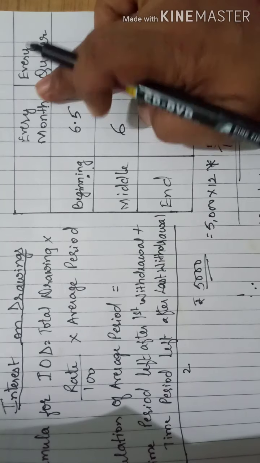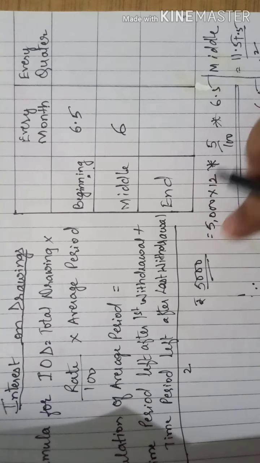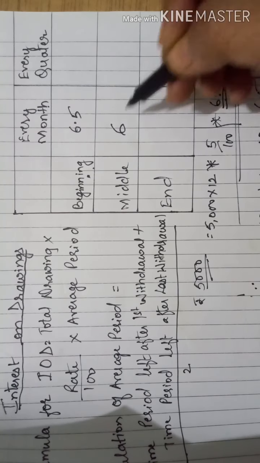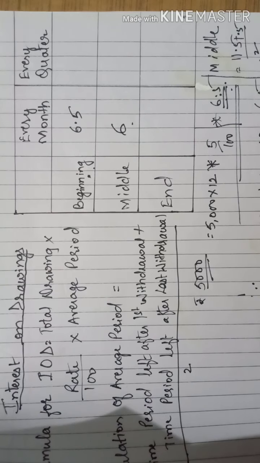Okay, every middle of the month. So my average time period will be 6 months. So this calculation will go the same. Only what I will do, I will change my average period. Instead of 6.5, it will be 6. I hope I am clear with the first two parts.